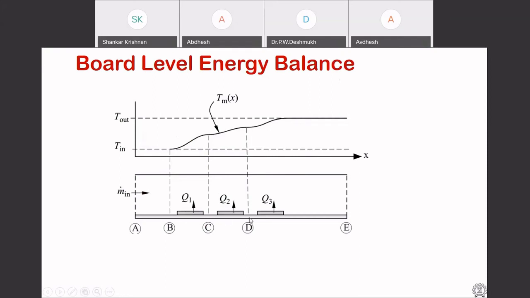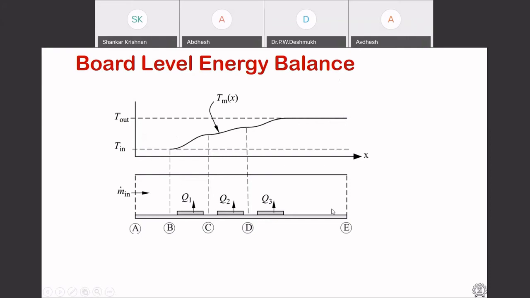We have three heat sources, Q1, Q2 and Q3, and there is flow over them. For the temperature profile, this is the airflow mean temperature that rises and becomes flat because there is no heat source here, and then it again rises because of the second heat source, and again it rises for the third heat source, and then the mean temperature stays constant because there is no further heat source.